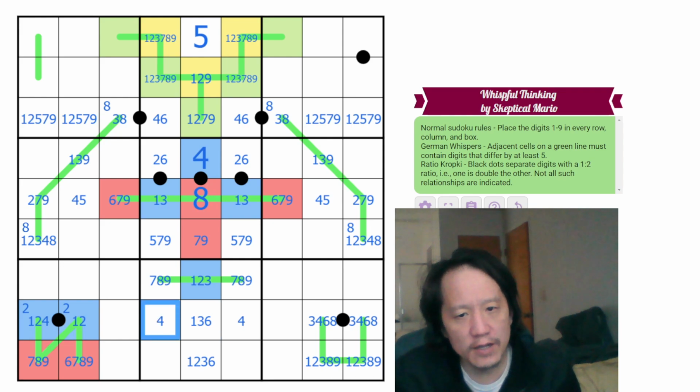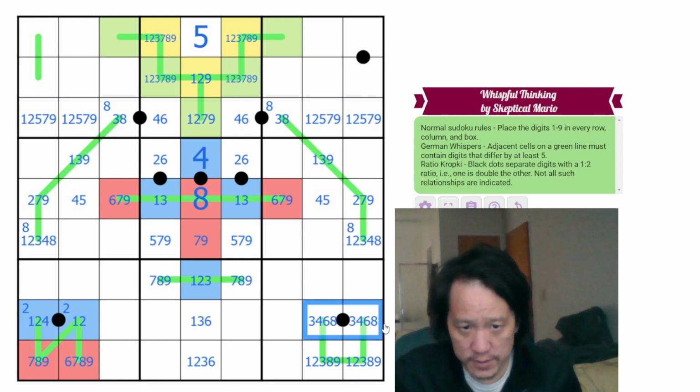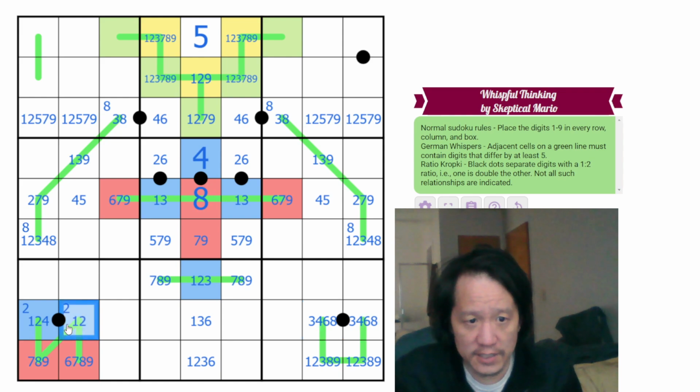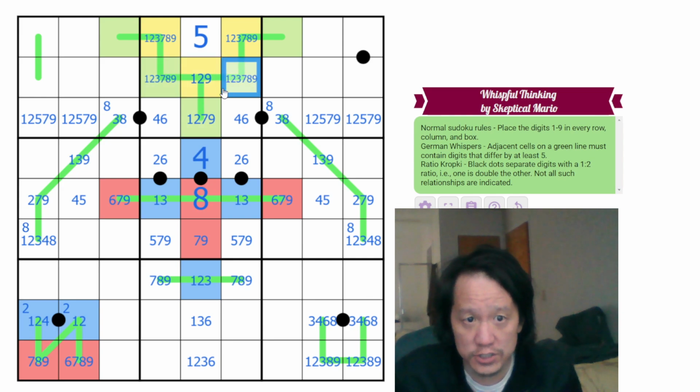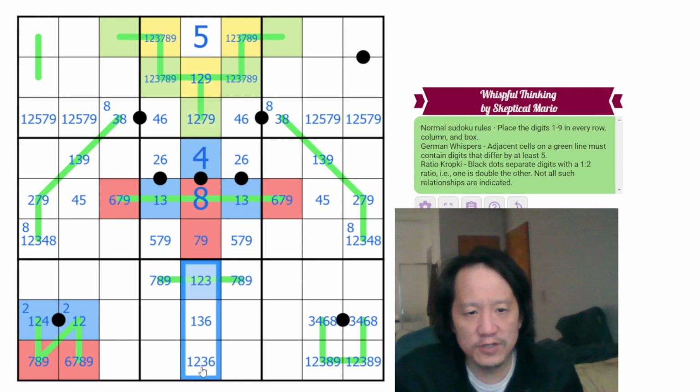Oh, wait, no, can't contain a 4 either, right? So again, if this is 4 and 8, this has to be 1 and 2, and one of these is 3 or 6. We know 3 and 6 can't be here because the 3 has to be one of these 3. It can't be any of these 2. Because it can't be 3 here because this is a 3-8-3-8 pair. It can't be 3 here because it's next to 3 unique digits on a German whisper line. So therefore 3 has to be one of these 3.